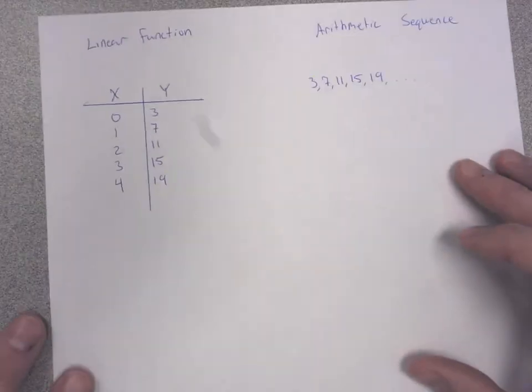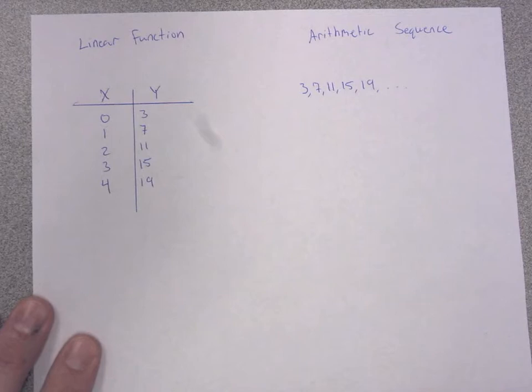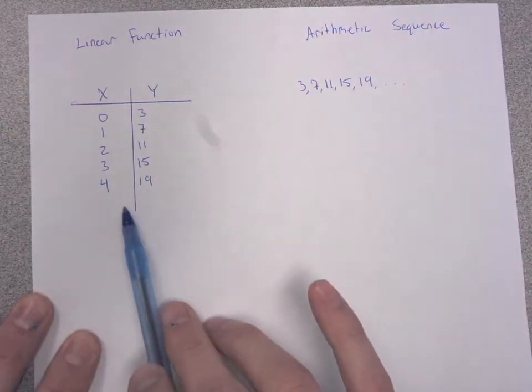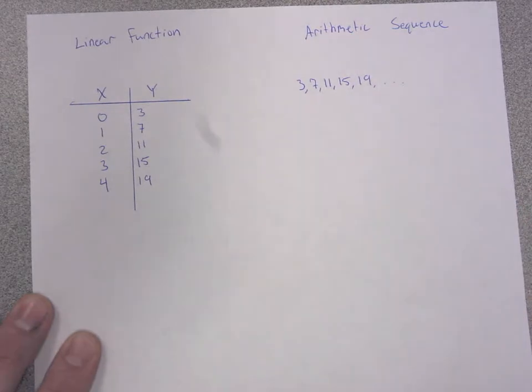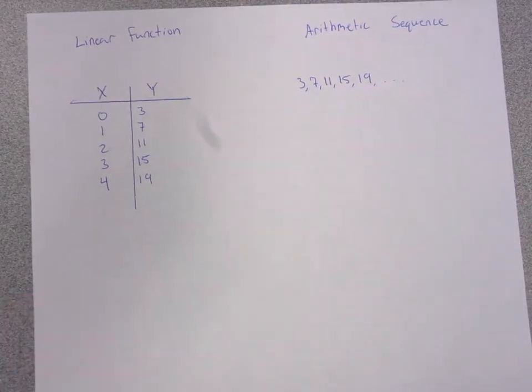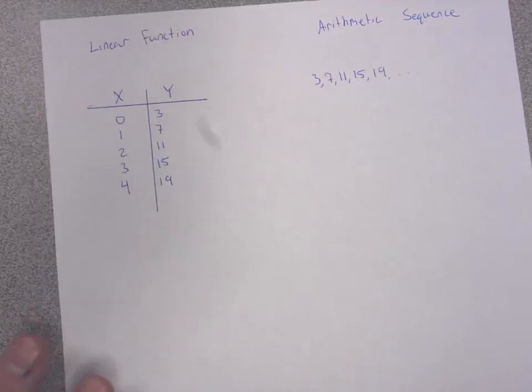Right now, I have side by side a linear function and an arithmetic sequence. This function is represented with this table right now, and this sequence is represented with this sequence. And what we want to do is find an equation basically for each one of them. So let's start with the linear function because this is what we're most familiar with.